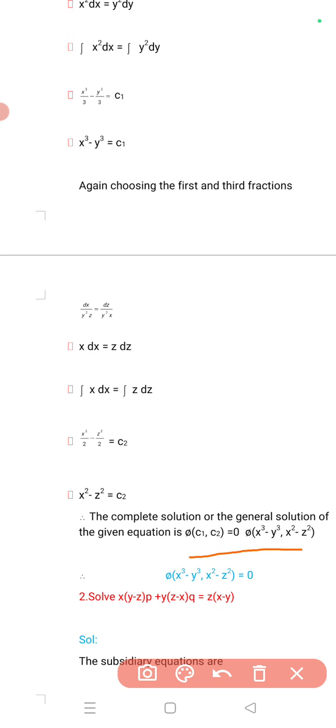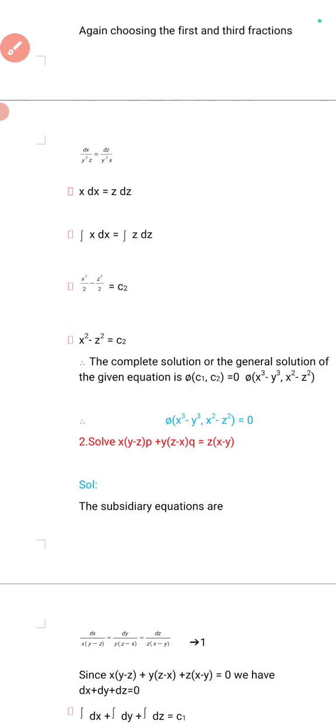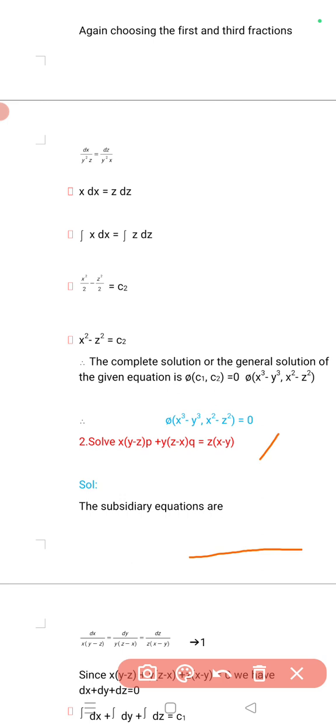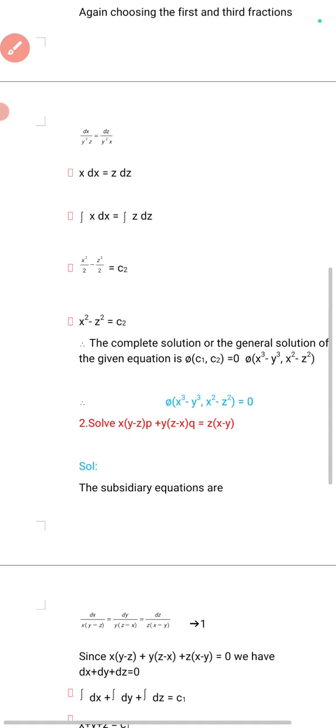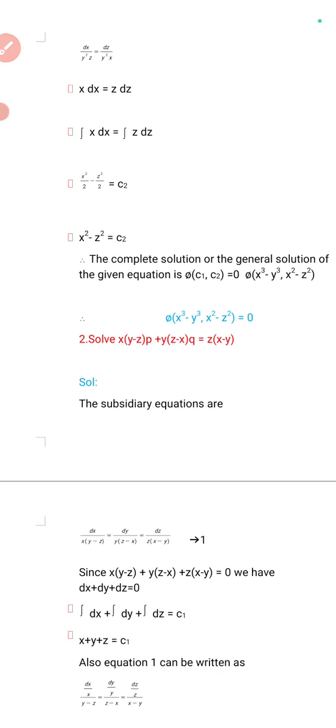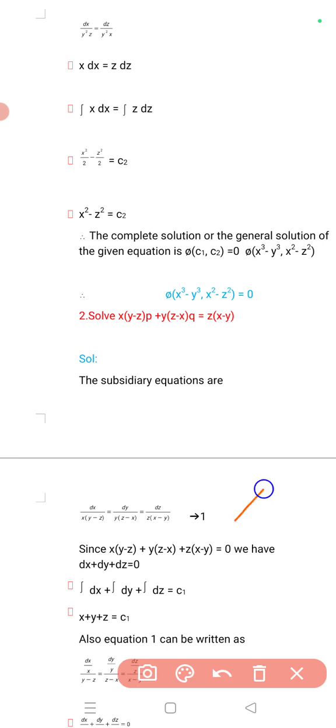Now we shall see another example. It goes in this way: solve x into y minus z into p plus y into z minus x into q equal to z into x minus y. So here, what is the first step we have to form? We have to form the subsidiary equations. What are they? dx by x into y minus z equal to dy by y into z minus x equal to dz by z into x minus y.